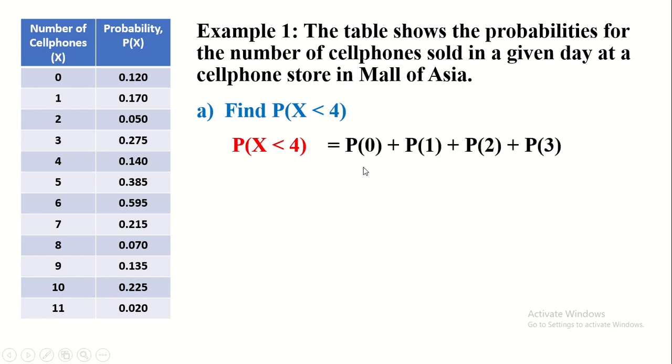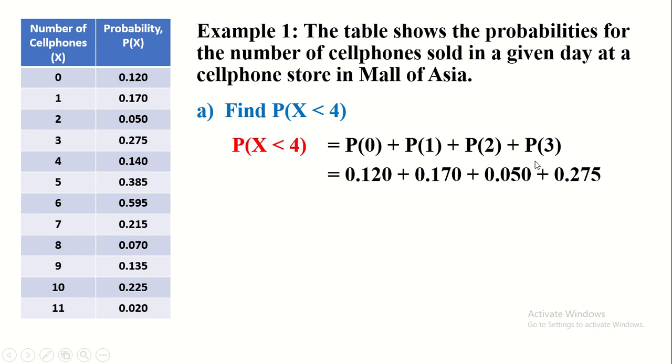So, magsisimula ka kay probability of 0, probability of 1, probability of 2, probability of 3, number of cellphones na nabenta. Ibig sabihin, we have to substitute those probabilities. So, probability of 0, substitute natin siya, that is 0.120. Probability of 1, that is 0.170. Probability of 2, that is 0.050. And probability of 3, that is 0.275.